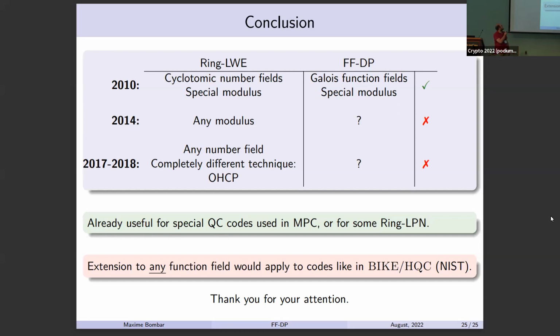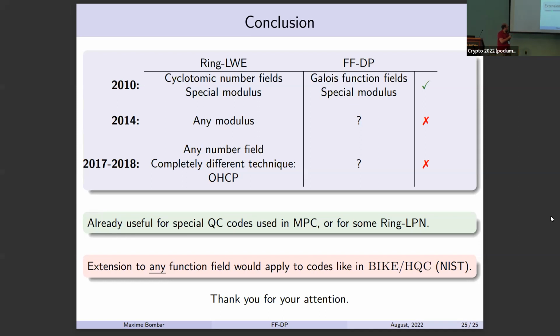But since 2010, there have been improvements. For instance, there is a paper by Langlois and Stehlé where they removed this modulus hypothesis. And more recently, and this is maybe the most important work here, there is a paper by Peikert, Regev, and Stephens-Davidowitz in 2017, and by Stehlé, Peikert, and Rosca in 2018, where they give a completely different framework called the Oracle with Hidden Center problem, to prove a search to decision reduction for any number field.